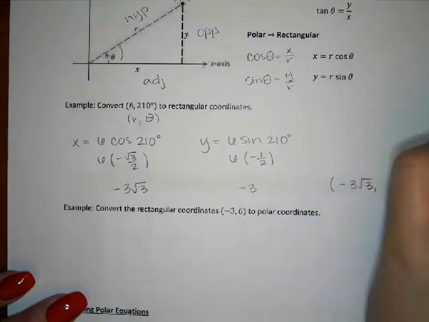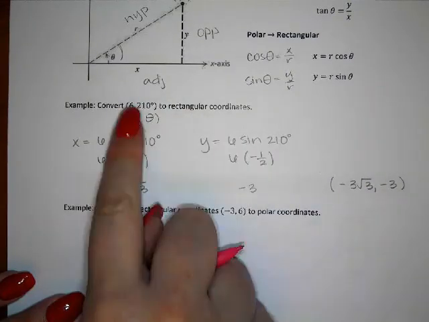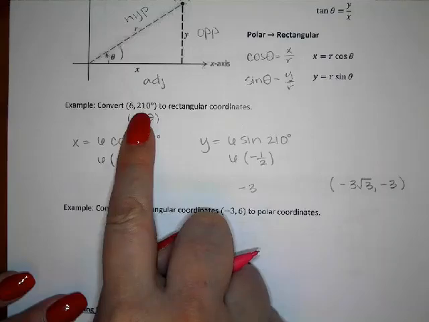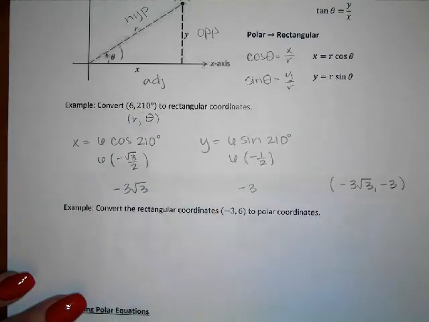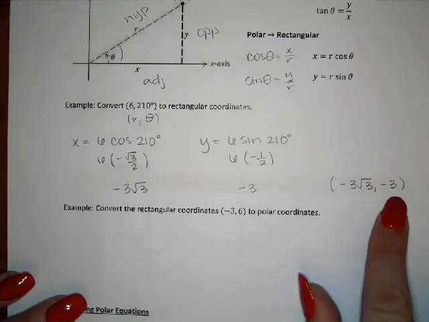So if we were to plot these 2 points, they would look identical. They'd be in exactly the same place. One is just in terms of polar, so it's in terms of angles and a radius. And then this one is in terms of left and right, up and down. That's the only difference. Okay, next we're going to convert to rectangular coordinates.